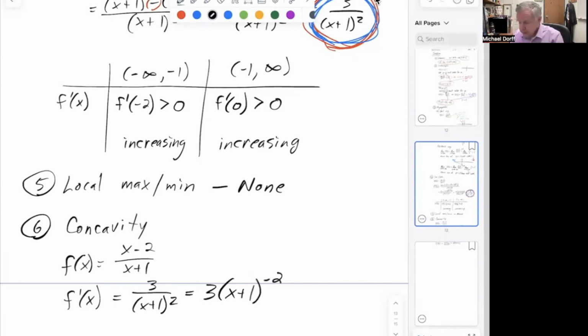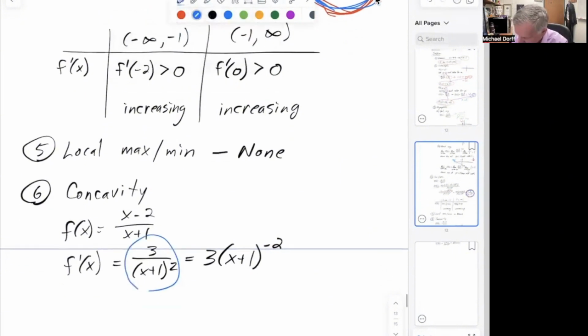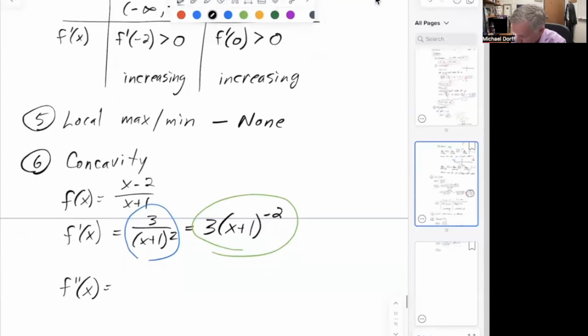I could use the quotient rule to find the second derivative, but there's no x's in the numerator. So I think it's easier if we write it like this in green. And so I'm going to use that now to find the second derivative. So I'm taking the derivative of what's in the green.